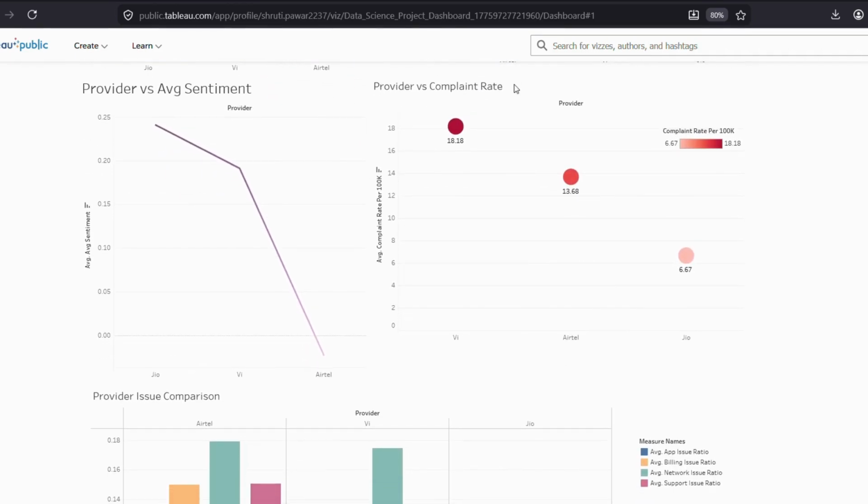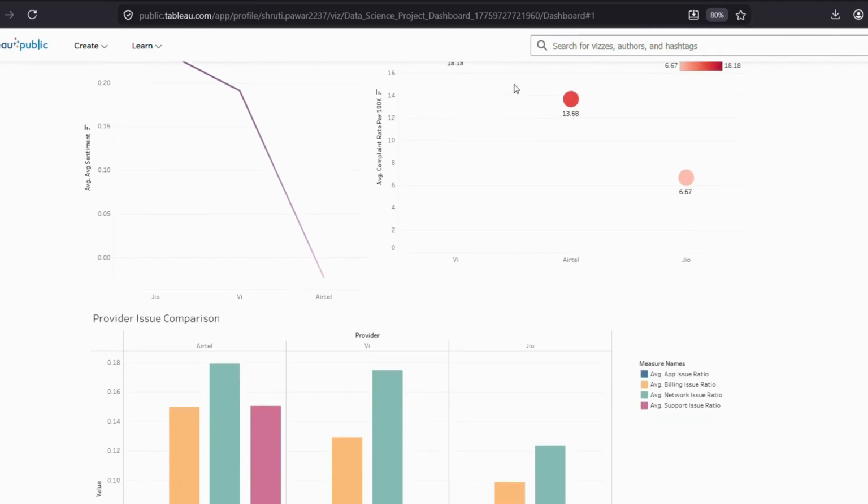Then coming to the sentiment line chart. This chart shows average sentiment, which represents the emotional tone of customer reviews. Jio and Vi show positive sentiment, while Airtel shows negative sentiment, indicating dissatisfaction. Coming to the provider versus complaint rate, we have a dot plot. This is a dot plot representing complaint rate per 100,000 users. It provides a clean comparison of customer complaints. Vi has the highest complaint rate while Jio has the lowest.